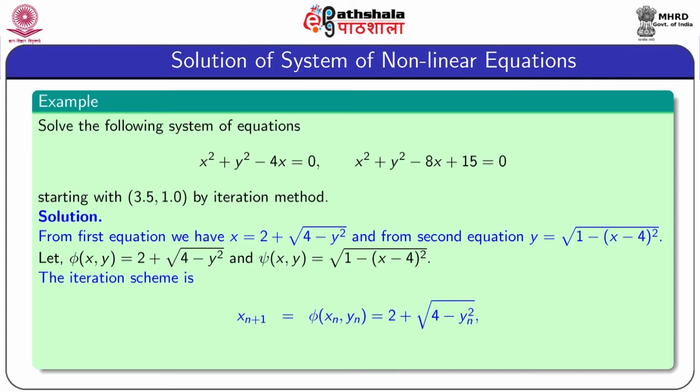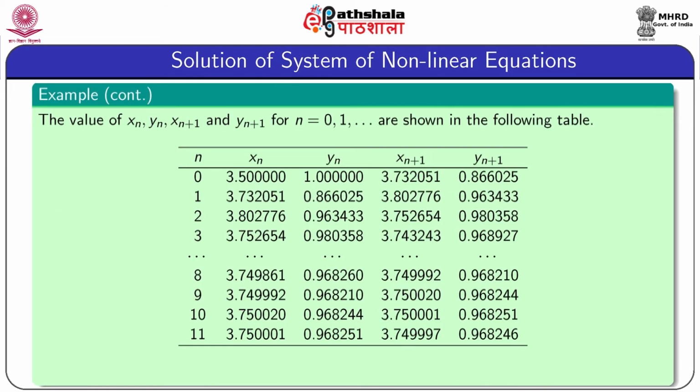The iteration scheme is x(n+1) equal to phi(xn, yn) equal to 2 plus root of 4 minus yn power 2, and the iteration scheme for y is y(n+1) equal to psi(xn, yn) equal to square root of 1 minus (xn minus 4) power 2. So, these are the iteration formulas to find the values of x and y. All the values of xn, yn, x(n+1) and y(n+1) for n equal to 0, 1 up to 11 are calculated in the following table.